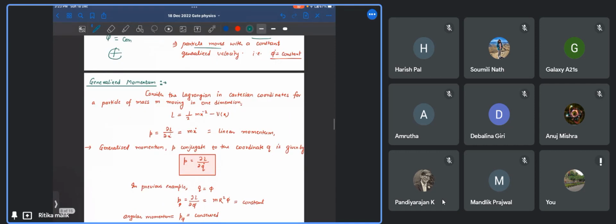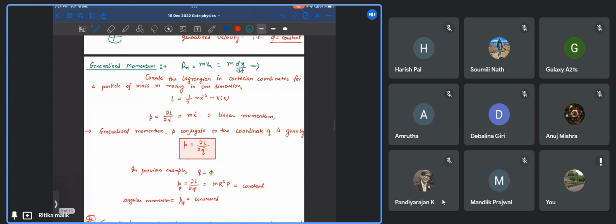Initially, you have learned about momentum px, which is given by m dx by dt. So this is your momentum in just the x direction. But if you have coordinate system r, theta, phi, then you have to write the momentum in that coordinate system. So this is where generalized momentum is helpful. We will write generalized momentum using p. Similarly, generalized coordinate is represented by q, generalized momentum by p.